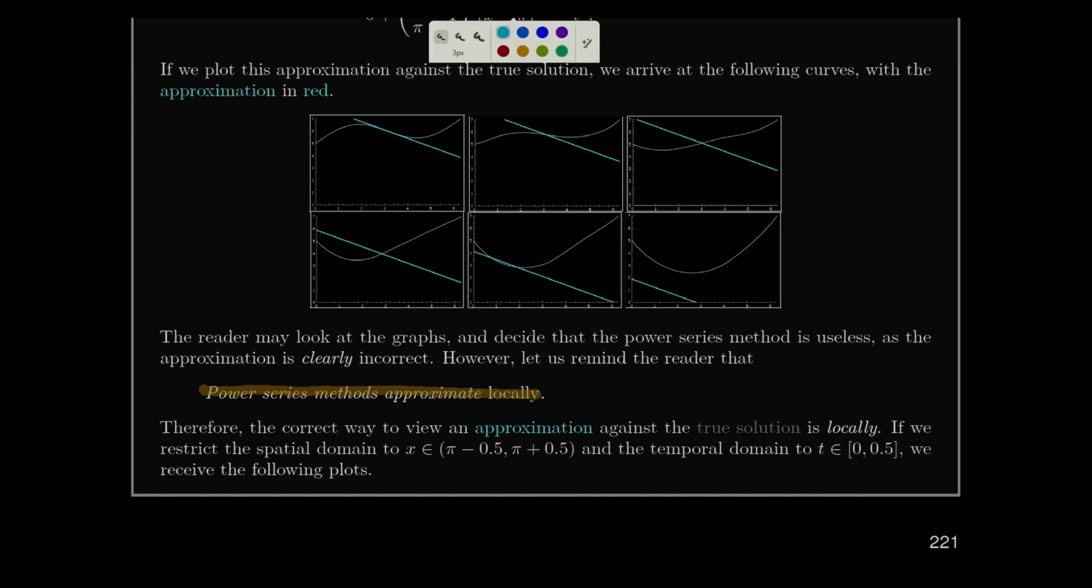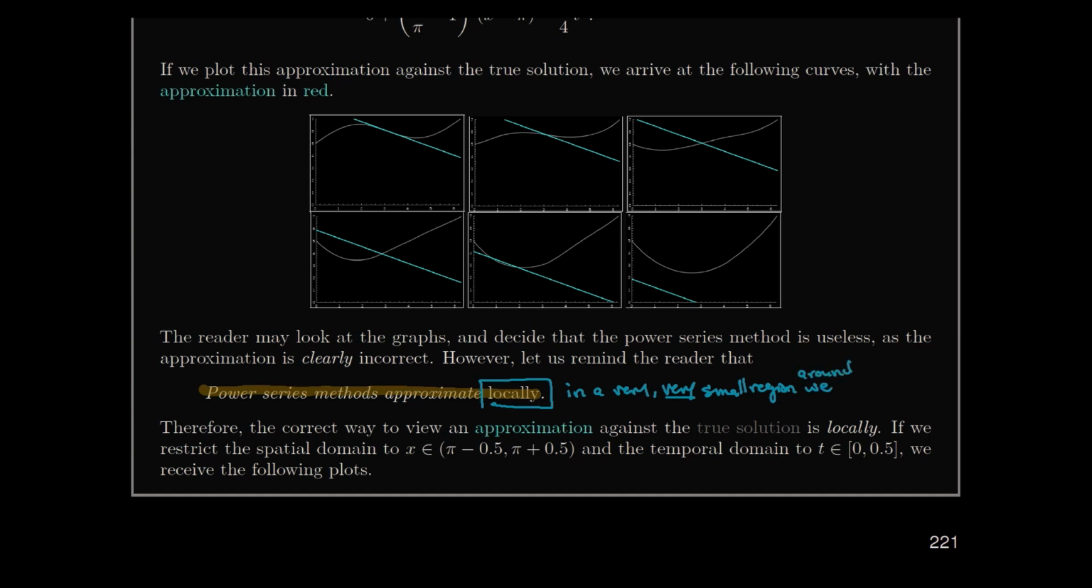Now, this is a very important word that mathematicians use. This means in a very, very small region around where we centered the power series. And when I use this word region, that's a region in time and space.